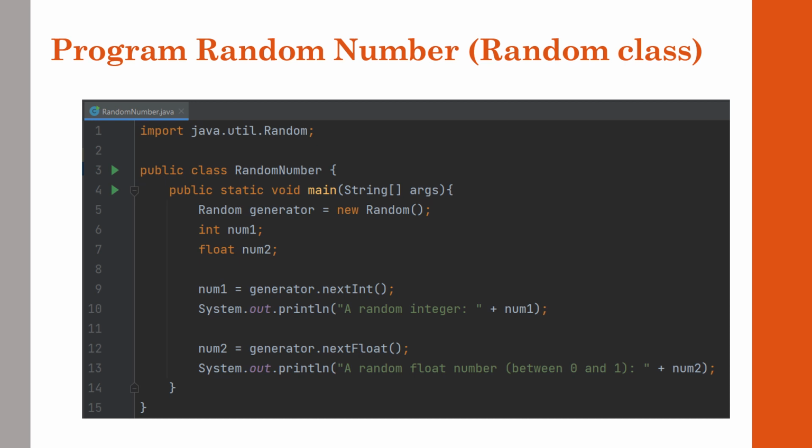Since num1 is declared as an integer, the generator randomly selected an integer, which is any whole number, between negative 2,147,483,648 and 2,147,483,647. Since num2 is declared as a float, the generator randomly selected a float between 0 and 1. Although floats are numbers from negative 3.4 e to the 38th with 7 significant digits to 3.4 e to the 38th with 7 significant digits, when we use Random with float, the random number is set between 0 and 1.